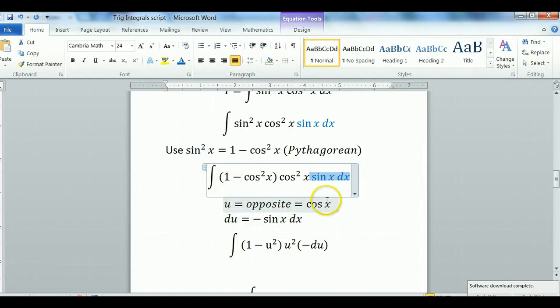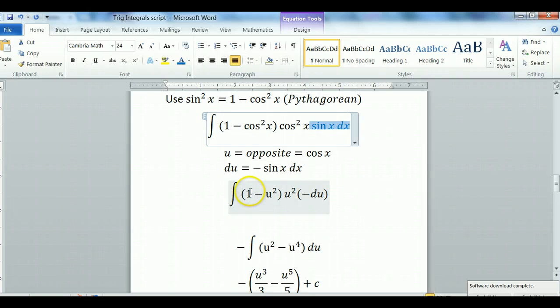Now we have u equals cosine x, so 1 minus cosine squared x will become u squared, and we have another cosine x here, which is u squared, and the sine x dx naturally is then the negative of du, right, because du is equal to negative sine x dx. So now you can see that everything is in u. Now how do we evaluate this integral? This is a pretty straightforward integral. You can do it using the power rule, except that you need to distribute the u squared inside. So if you distribute the u squared inside and take the negative sign outside, you get negative integral of u squared minus u to the 4 du.